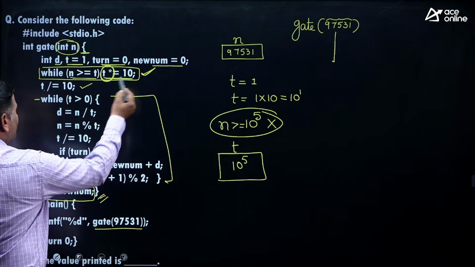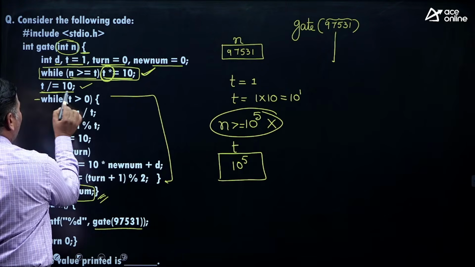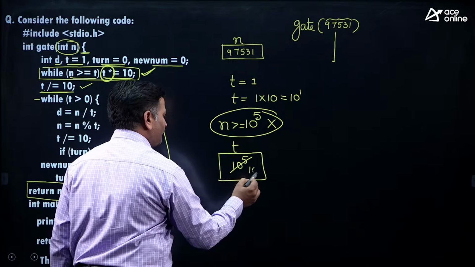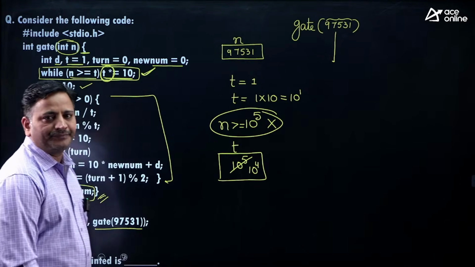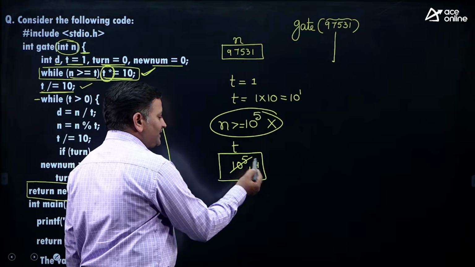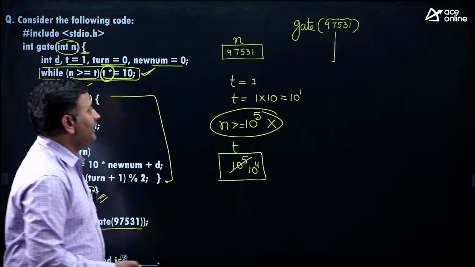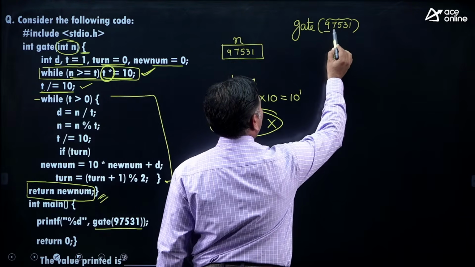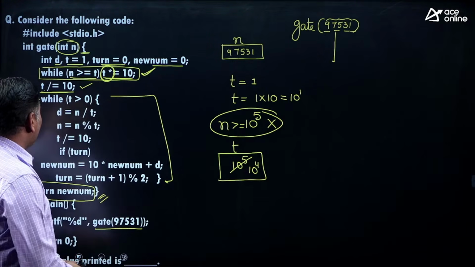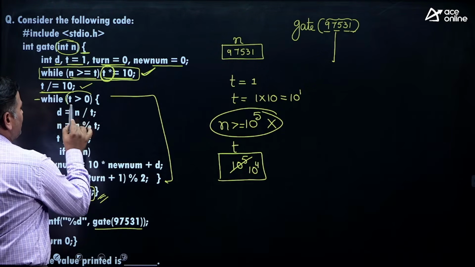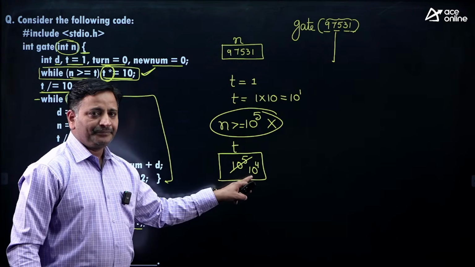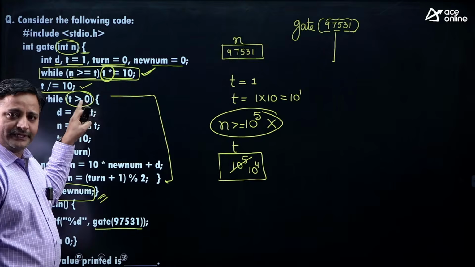Afterwards you come out of that, and you update t equals t by 10, which equals 10 to the power of 4. What is the purpose of updating like that? The reason is that 10 to the power of 4 is nothing but 10,000, and our input value is equal to 97,531. Going forward, as long as the t value is greater than 0, okay, right now what is the value of t? 10,000. Is 10,000 greater than 0? Yes, it is greater than 0.